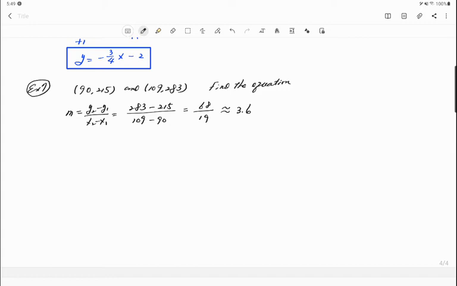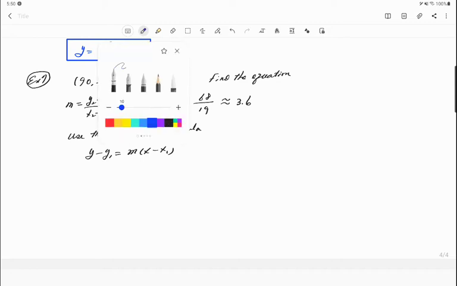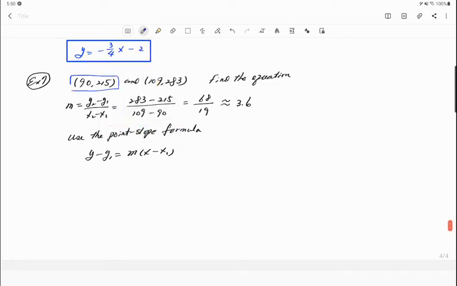So from this one, let's use the point slope formula to write an equation. Point slope formula, right? So that is y minus y1 equals m times x minus x1. All right, then which point do you want to use? We can use anything. Why don't we use the smaller number? Okay, let's use this point. So 90 will be x1, 215 will be y1, right?